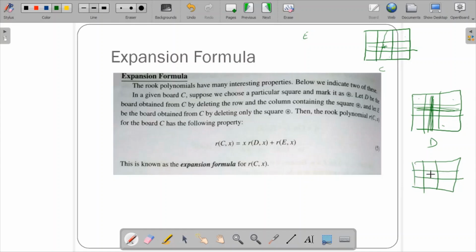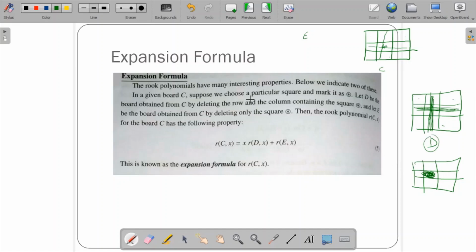Now the star was the center, right? This you have to shade, and every other part is considered. I hope you got it. This is the main board. You can mark this star anywhere, not only in the middle. Wherever you mark the star, that column and row will not be considered while calculating the Rook polynomial. That is D. And E is nothing but only that star being excluded and the rest all being considered.